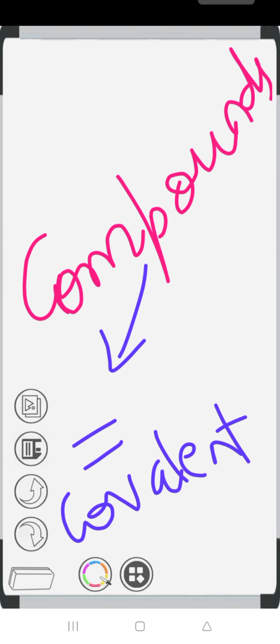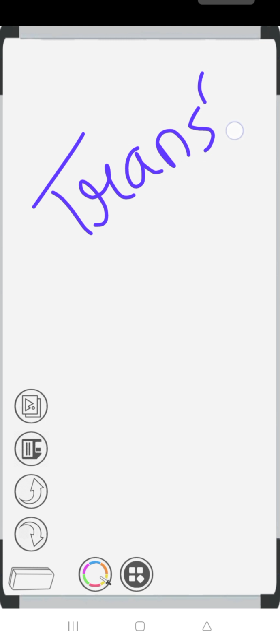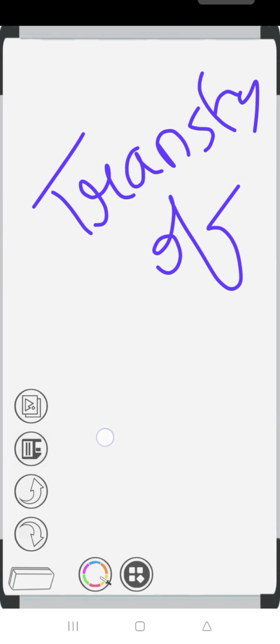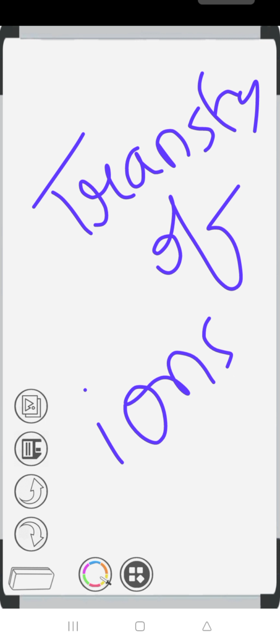So, covalent compounds. But some compounds are formed by transfer of ions. What are ions? Positive ions, negative ions. When compounds are formed by transfer of ions, such compounds are known as ionic compounds, because obviously the word ion is there.